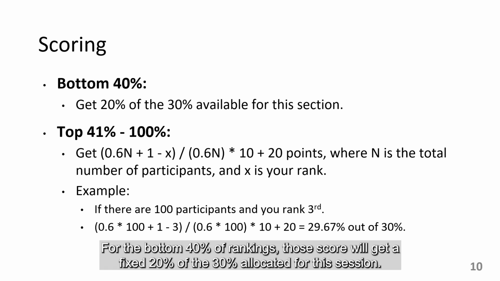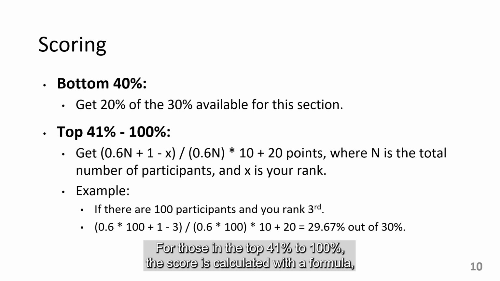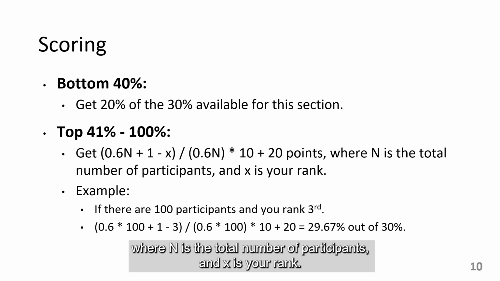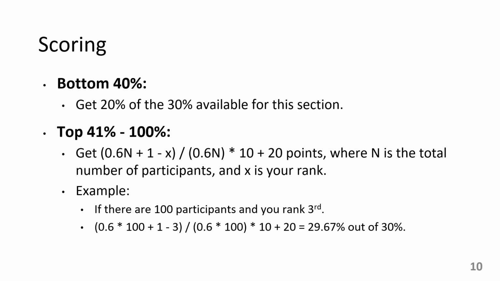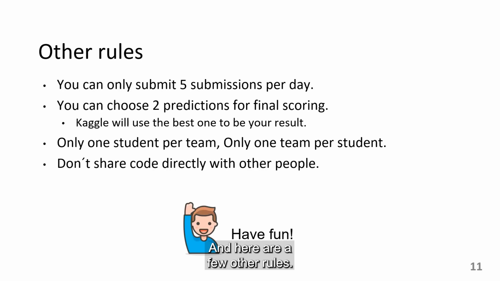For the bottom 40% of rankings, those scores will get a fixed 20% of the 30% allocated for this section. For those in the top 41 to 100%, the score is calculated with a formula, where N is the total number of participants and X is your rank. So for example, if there are 100 participants and you rank 3rd, your score will be 29.67% out of 30%.